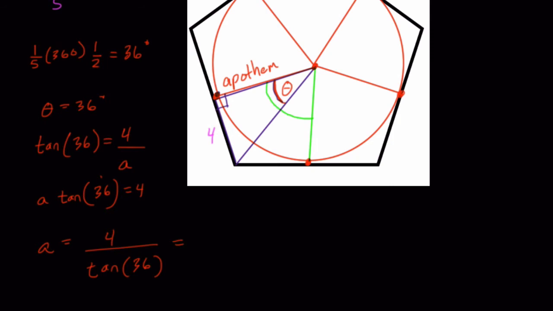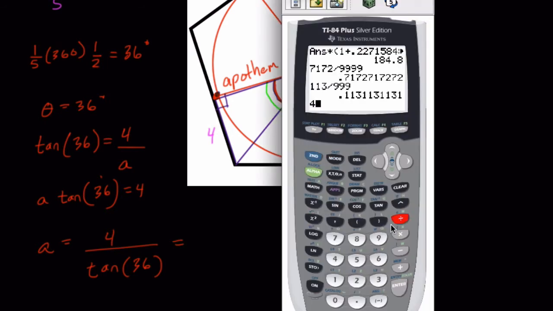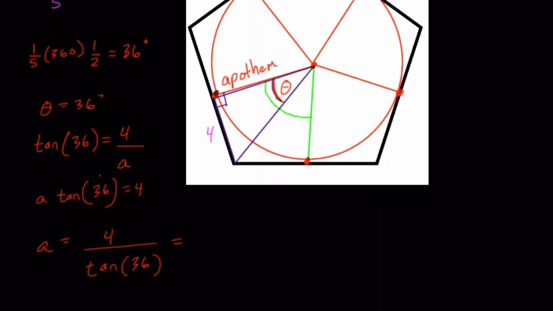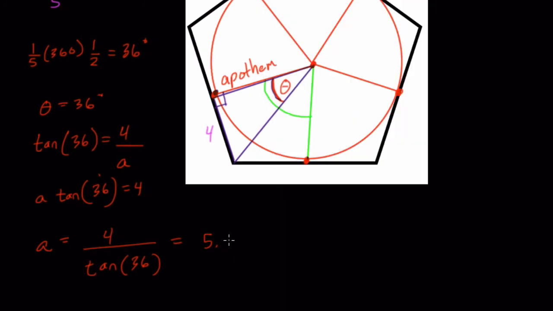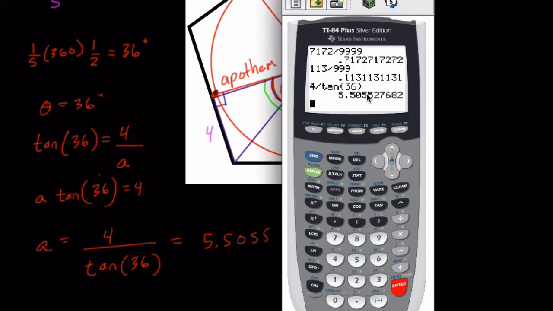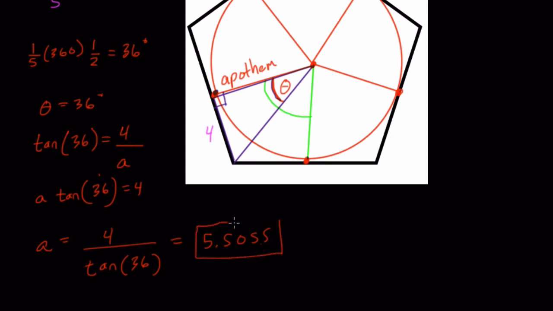So here, what is that? That's where our calculator comes into play. 4 divided by the tangent of 36 degrees, right? Okay, so we get about 5.5055. It depends how much you want to round. So 5.5055, right? And we would have rounded there. So 2 is the next digit, so I can leave it here. So I'm rounding to about this, and that's about our apothem length in this image here.